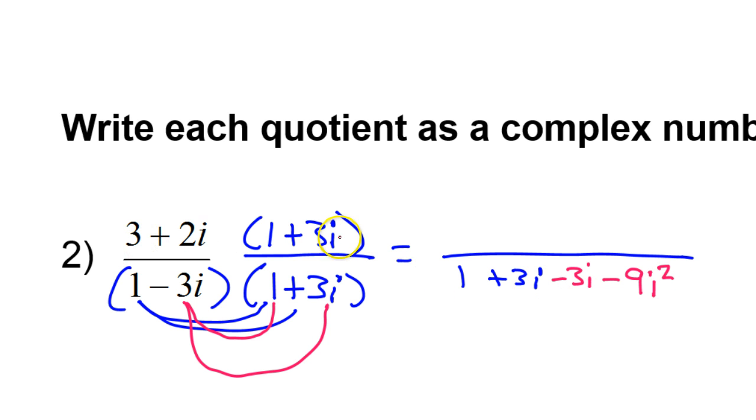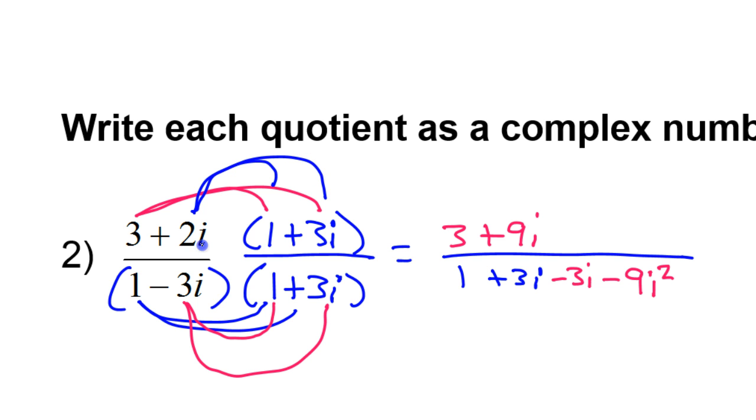We're going to do the same thing in the numerator. So I'm going to distribute the 3. So 3 times 1 is 3. 3 times 3i is going to be 9i. Then we're going to distribute the 2i, so 2i times 1 is 2i. And 2i times 3i is going to be 6i squared.